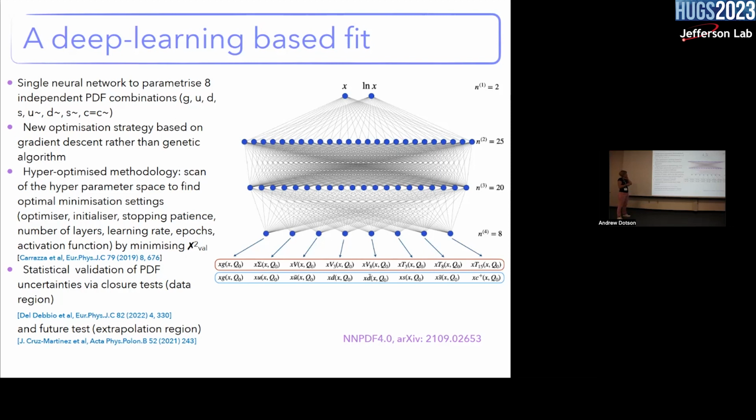And then the other thing that we did was to use the hyper-optimization that they use in deep learning. So before we were tweaking by hand the minimization in order not to fall into local minima and so on and so on. Instead now, the idea is that you do a scan over all the hyperparameters, including the architecture and all the parameters you have in your algorithm. So the optimizer, the initializer, the stopping patience, the number of layers, the learning rate, and so on. This is all monitored on the validation chi-square, on the data that are not fitted.